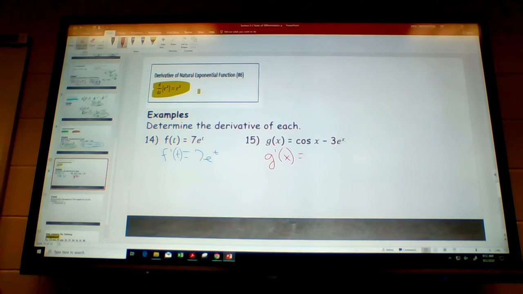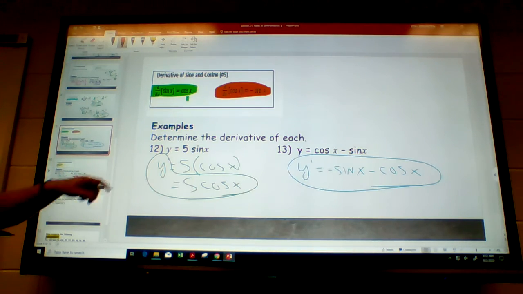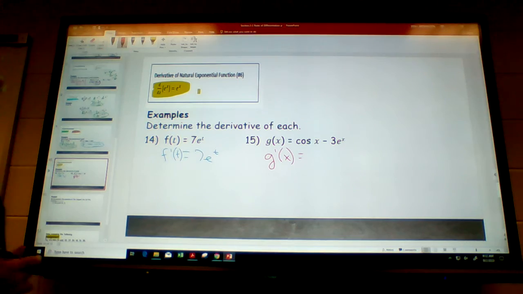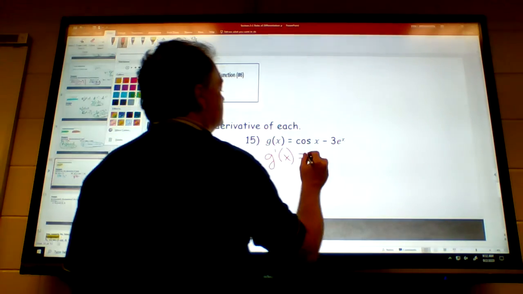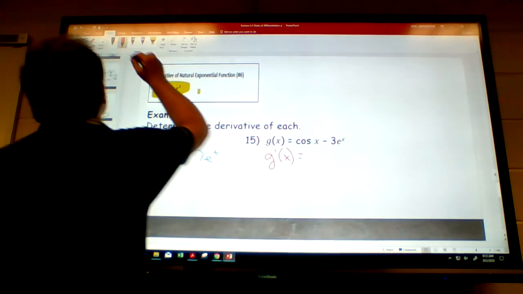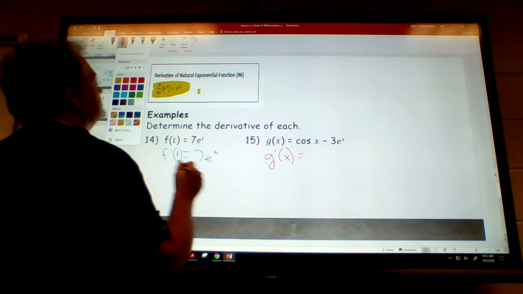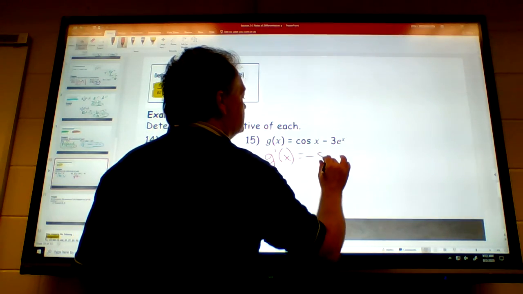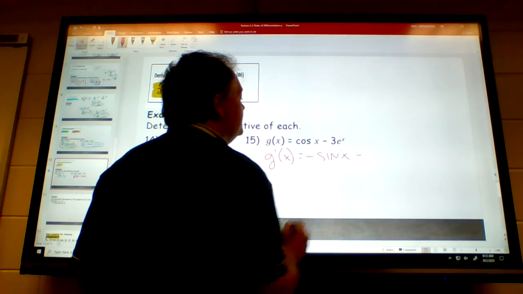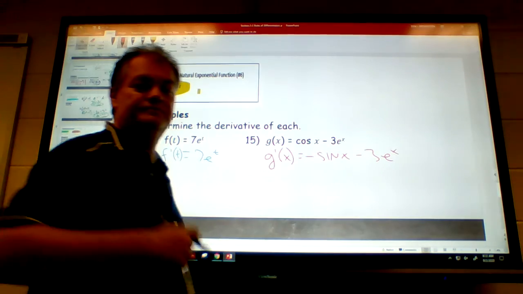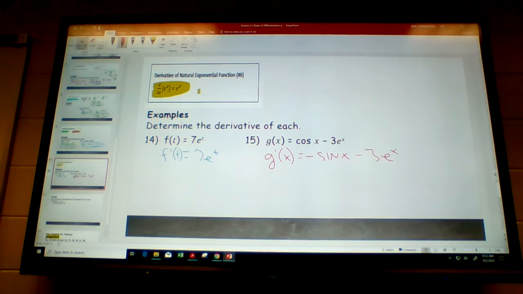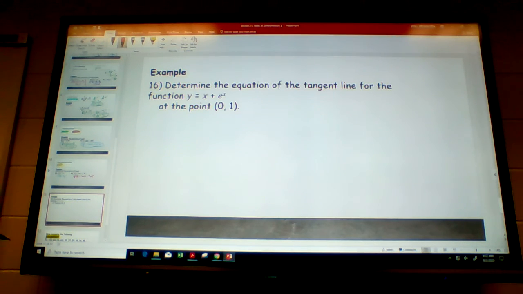g prime of x, the derivative of cosine, as you can see from the previous page, is negative sine of x minus, in this case, 3e to the x. All right, there we go.